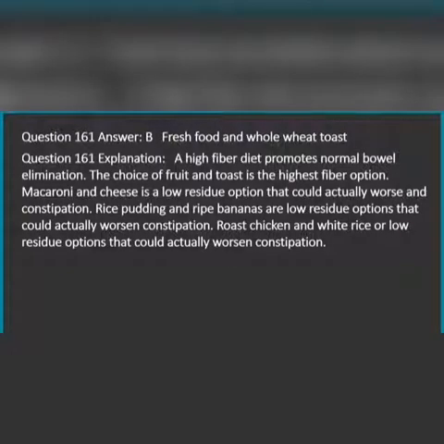Question 161. Explanation: A high-fiber diet promotes normal bowel elimination. The choice of fruit and toast is the highest fiber option. Macaroni and cheese is a low-residue option that could actually worsen constipation. Rice pudding and ripe bananas are low-residue options that could actually worsen constipation. Roast chicken and white rice are low-residue options that could actually worsen constipation.